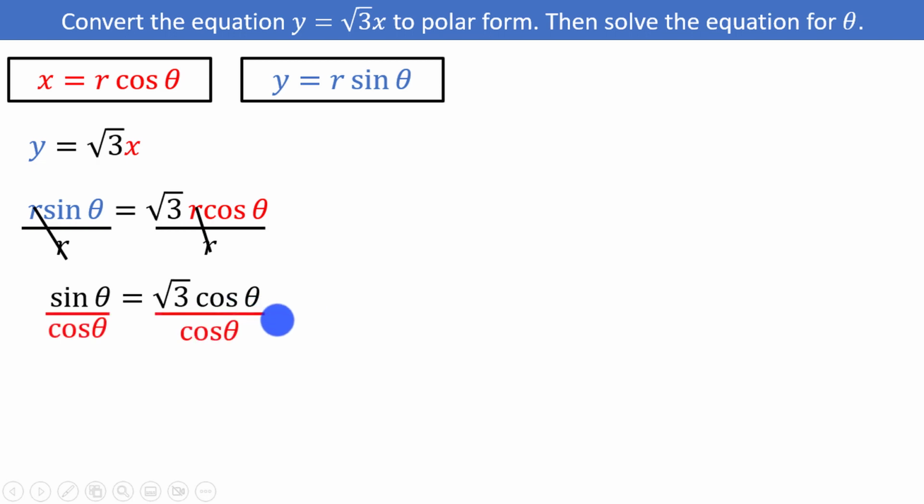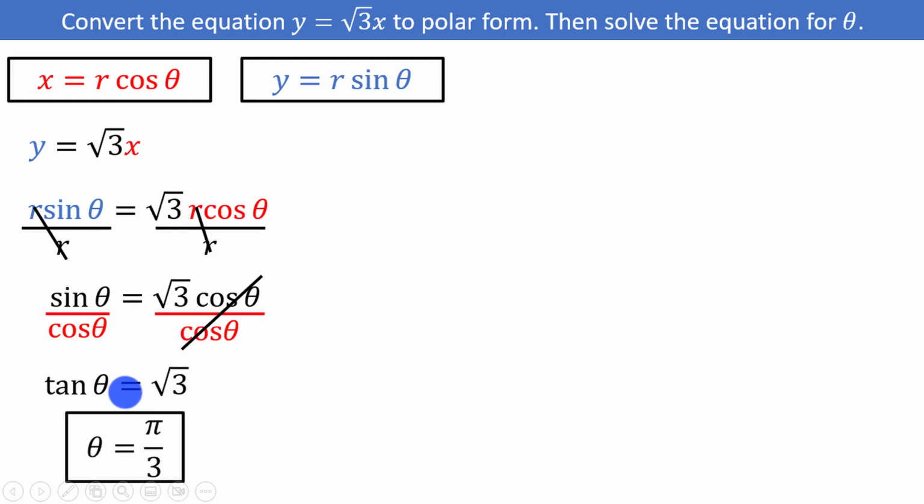If we divide both sides by the cosine of theta, we will again get tangent of theta on the left-hand side, because sine over cosine is just tangent. So we need to find one angle where tangent is equal to square root of 3. Well, if you know your unit circle, you know that tangent of pi over 3 is equal to the square root of 3. So theta equals pi over 3 is our solution.